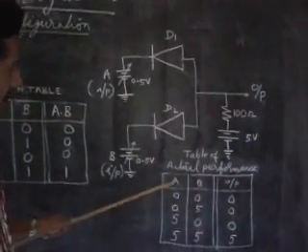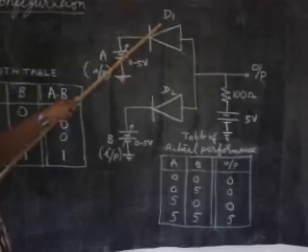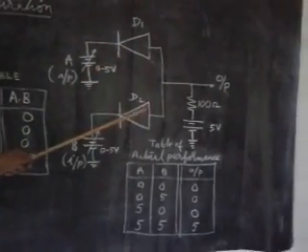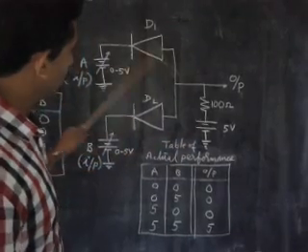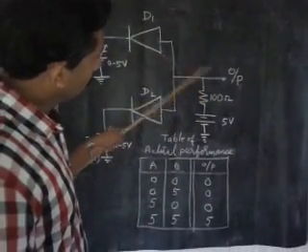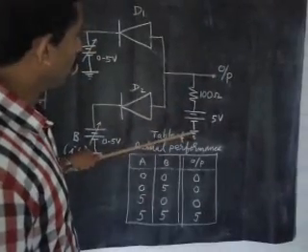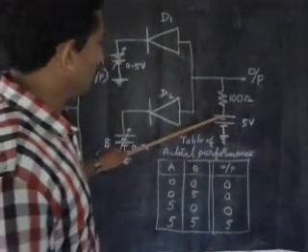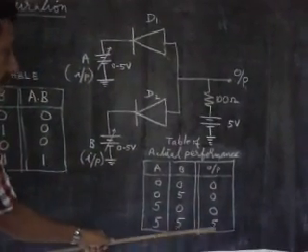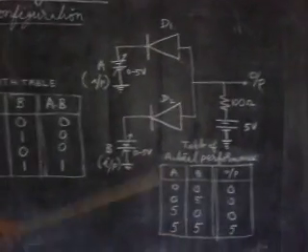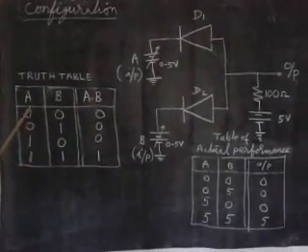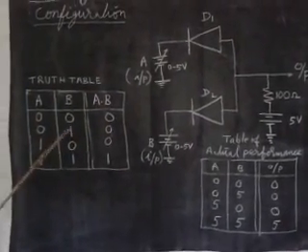When both A and B are 5 volts, both these diodes are reverse biased. So no current passes through these diodes and through this resistor. So the output voltage is only the DC voltage appearing here. So 5 volts.